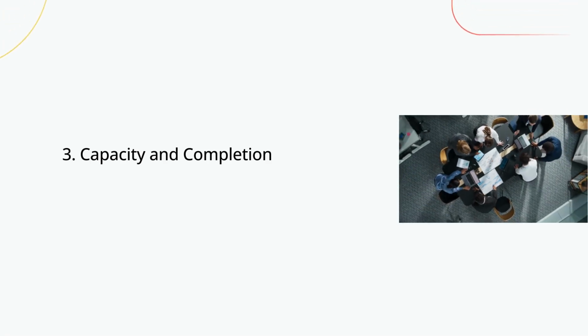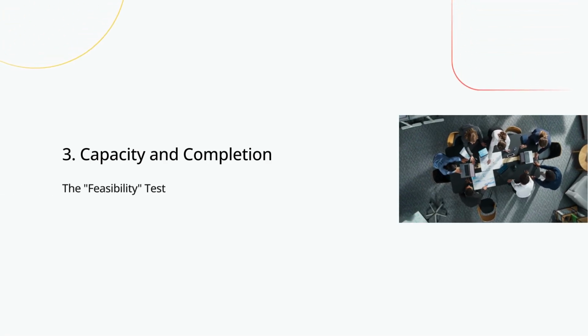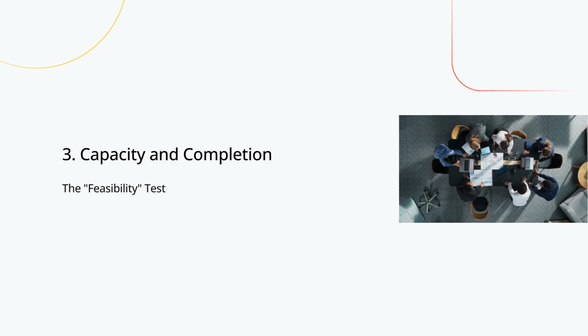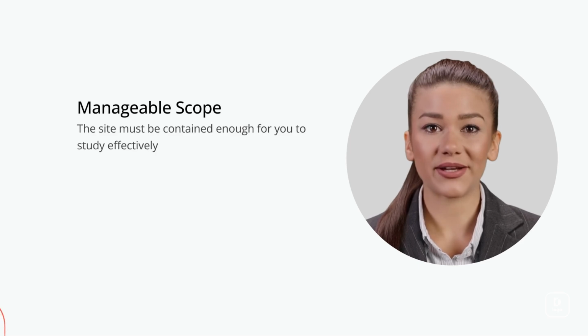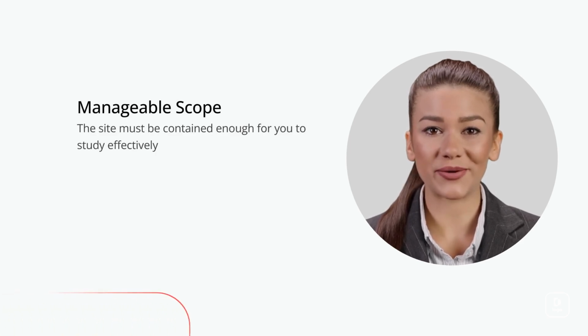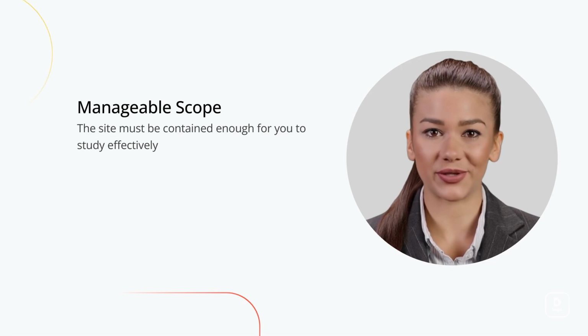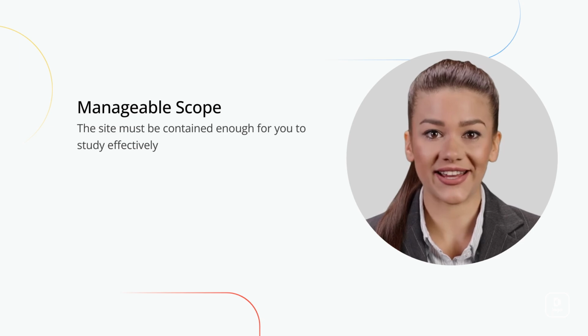Thirdly, the capacity and completion, or the feasibility test. This ensures the project is manageable within your doctoral timeframe. Manageable scope. The site must be contained enough for you to study effectively. Avoid sites or problems so large that the scope cannot be completed within 4 weeks of data collection and analysis.